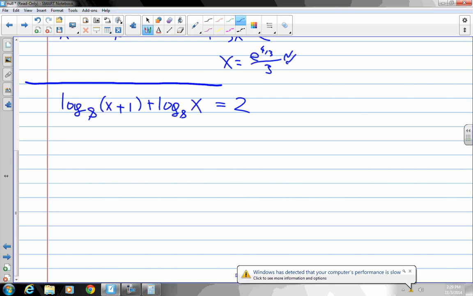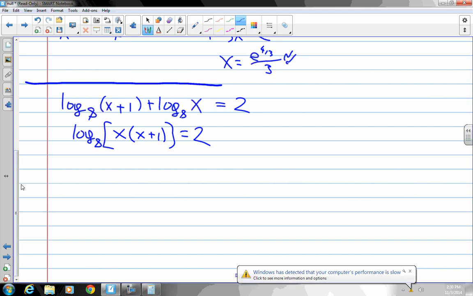Somebody say divide? No one said divide. What should I do? Multiply. So it's a log base 8 of x times x plus 1 equals 2. So using the product rule, the sum of logs became a log of a product. Now it's a single log. I can solve that equation.